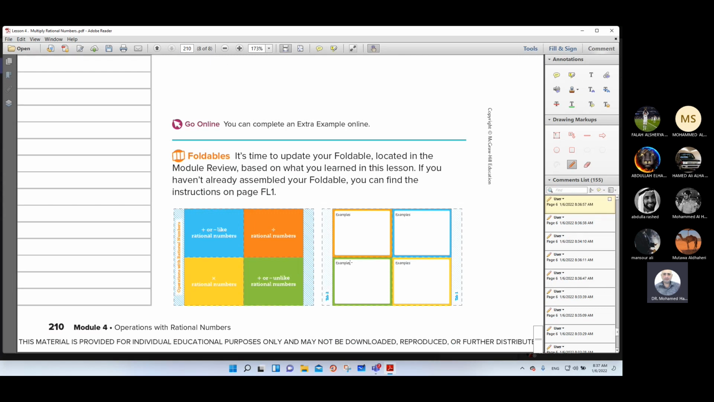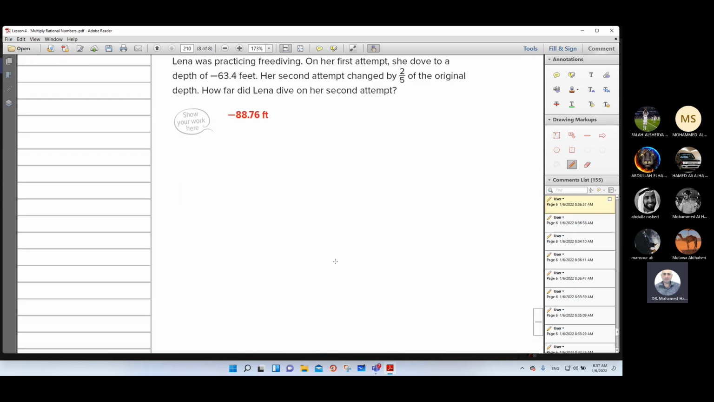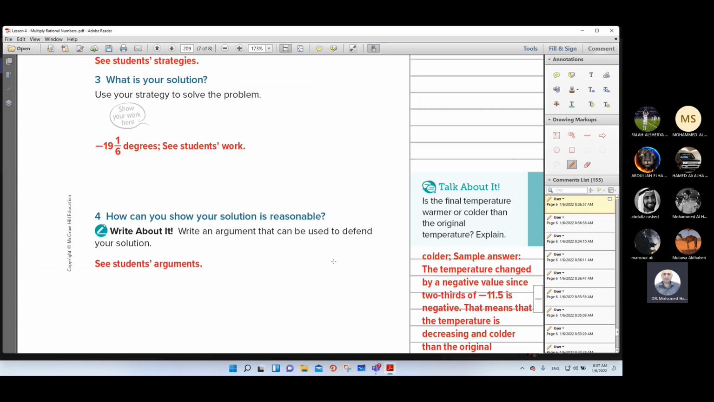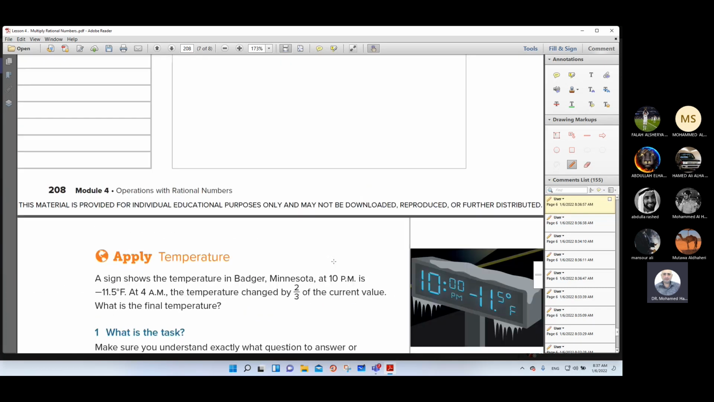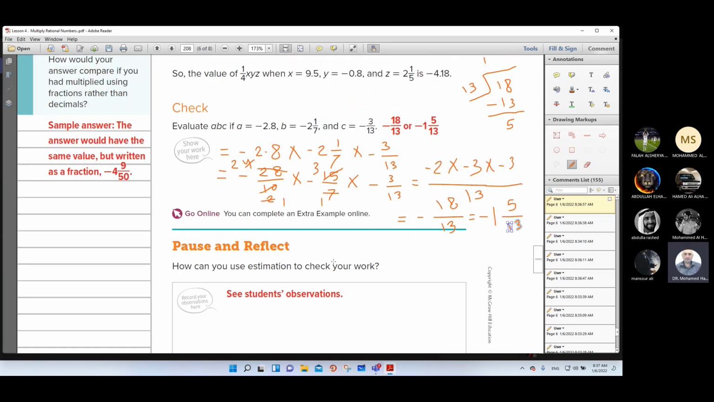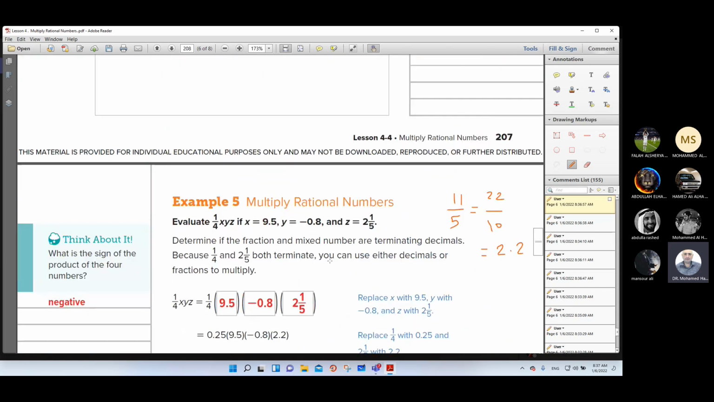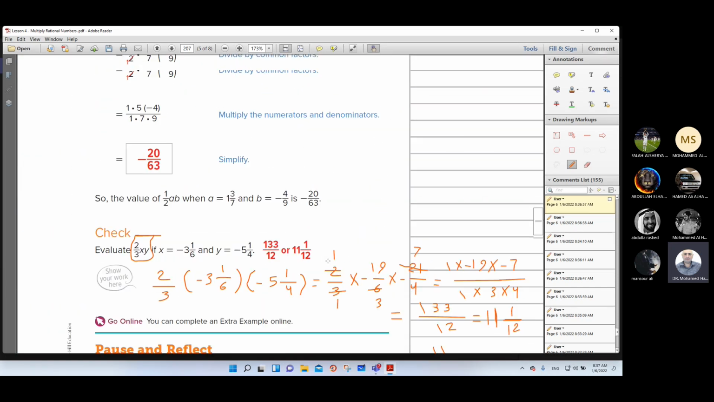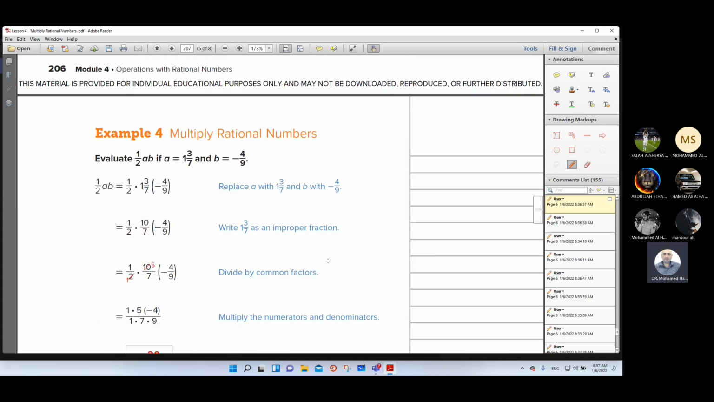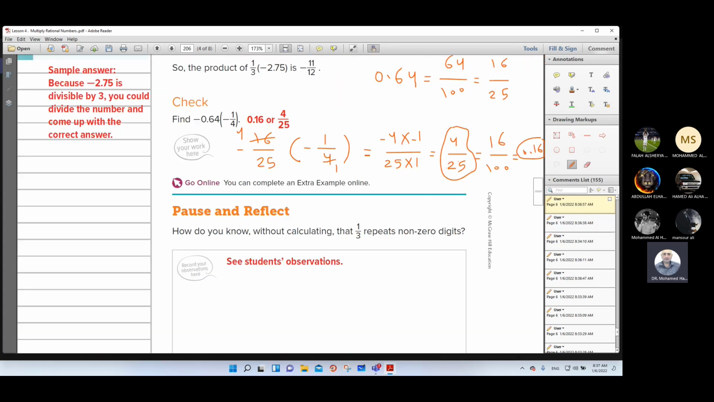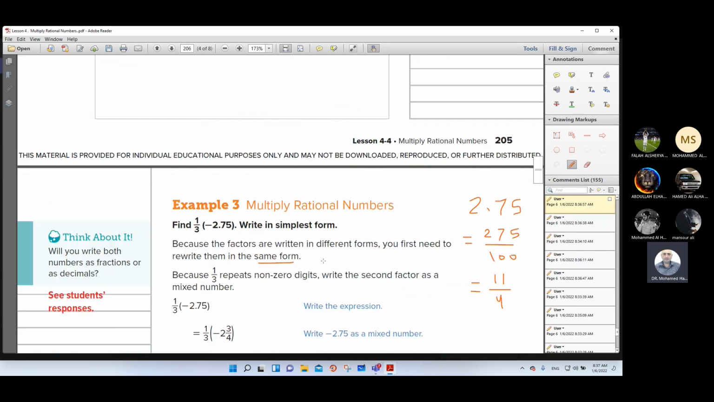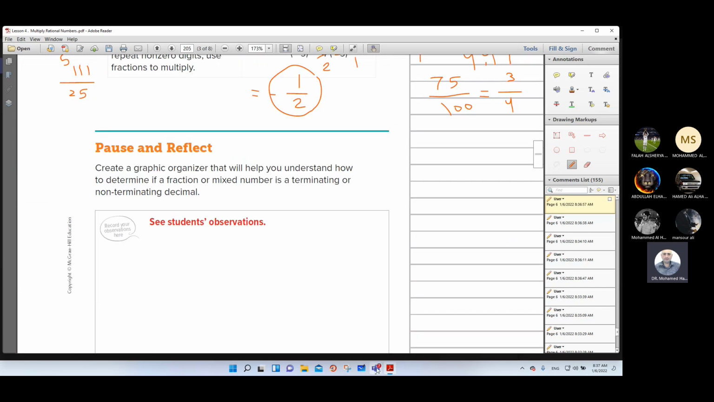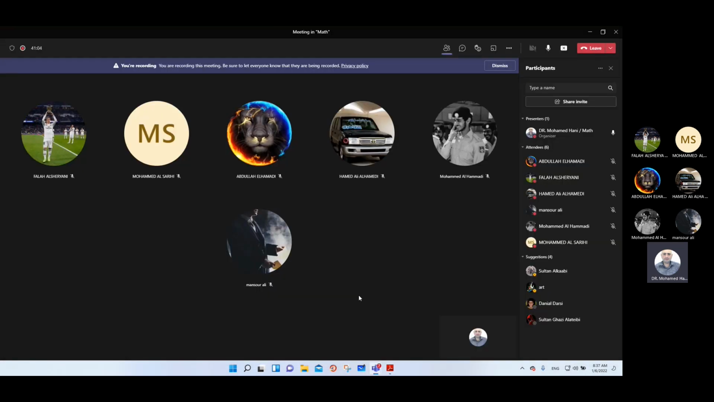So this is our lesson today, how to multiply the rational numbers. Who has any question about this idea? Is it clear for all? No questions?